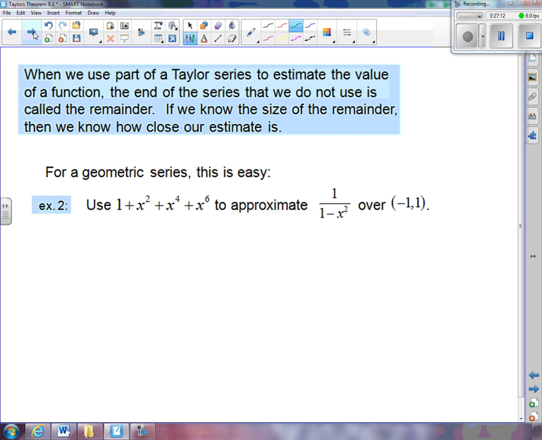Okay. So anyway, let's just find an equation for our remainder. What is the first term I don't use? x to the 8th. And what am I multiplying by each time? x squared. So now this is a formula for my error for any x in that range. If I want to figure out how close I was if I plugged in 0.2, I can plug 0.2 in. If I want to figure out how close I was when I plugged in negative 0.8, I can plug negative 0.8 in. So if you pick 0, there's no remainder.